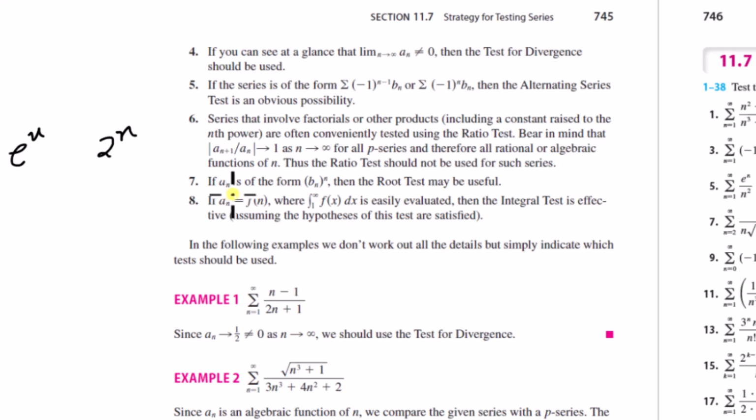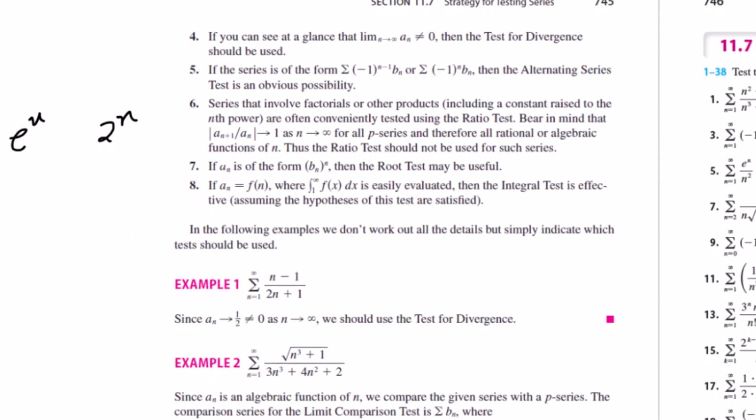Okay, if a sub n is of the form b sub n to the n power, then the root test may be useful. This one's the most obvious, I think. If you see any sequence inside a series where everything is raised to the n power, then consider the root test. All right, if a sub n is some function of n where, if you replace the n with an x, you have a function that you could easily integrate from 1 to infinity, then consider the integral test. However, there are restrictions. It needs to be positive and decreasing from 1 to infinity or from some n to infinity. All right, so they give some examples here.